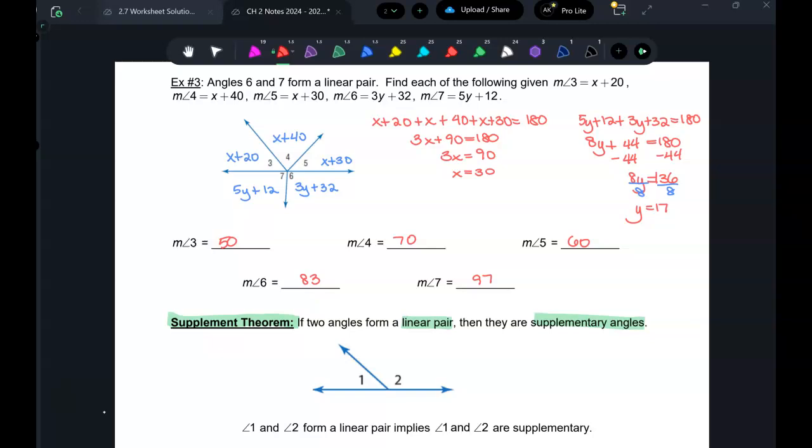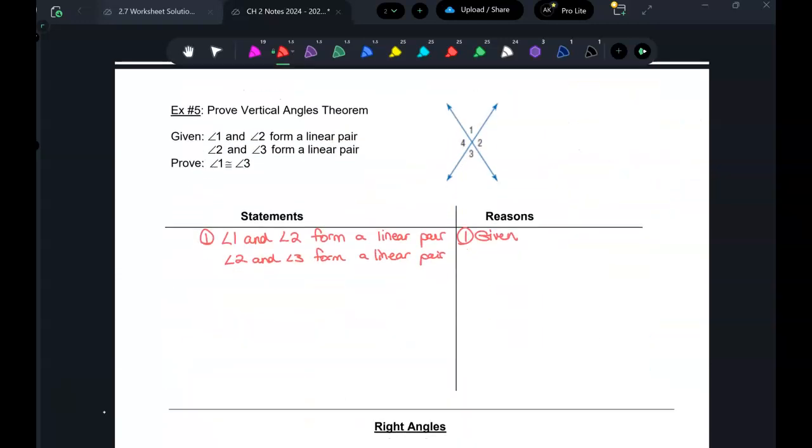Okay, I'm going to go back. Definition of supplementary. What's the supplement theorem? If 2 angles form a linear pair, what is my conclusion? What can I say about those 2 angles? That they're supplementary. Here we go. Angle 1 and angle 2 are supplementary. Remember, what did the theorem say? It said they were supplementary.